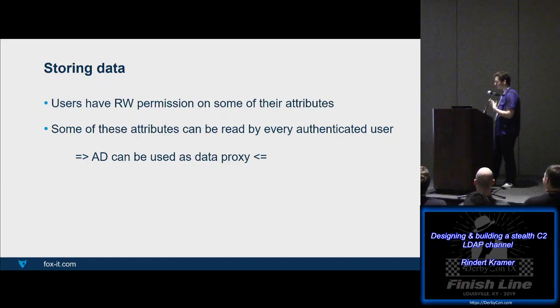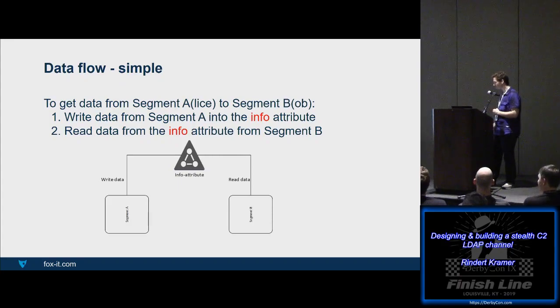And since every account can write information to its own account that's also accessible by other accounts, it means that basically we can use Active Directory as a data proxy. I like high-level overviews, so here is another one. Let's say that we use the same user account in network segment A and also in network segment B. From network segment A, we write ipconfig into the info attribute of the user account. From network segment B, we read the ipconfig from the info attribute, and we execute the command and process the data. That's basically how it works.